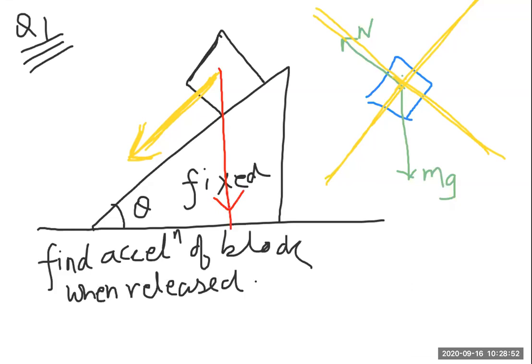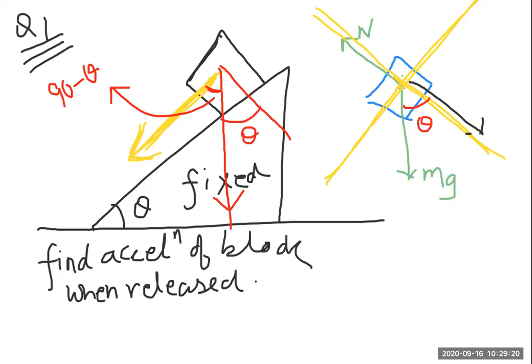If this is mg, then obviously this angle is how much? This angle must be 90 minus theta, right? And therefore this angle must be theta. I hope this is visible to everyone. This angle must be theta. Therefore the components of mg are mg cosine theta along the y-axis and mg sine theta along the x-axis.